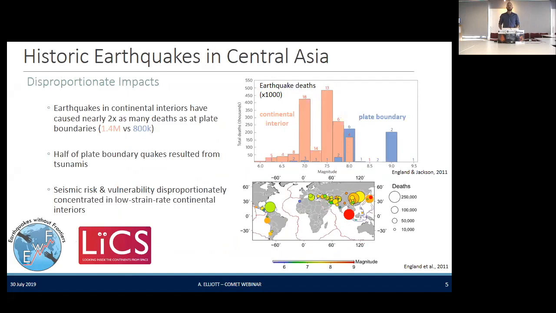Because they're infrequent, people are often not prepared. It's not part of necessarily the regular life cycle, the way they are in plate boundary countries like Japan, Indonesia, and Chile. So continental interior earthquakes tend to result in huge numbers of deaths, and they're rare and thus difficult to study and difficult to understand. So what we want to do is try and improve our record of these earthquakes, however we can.